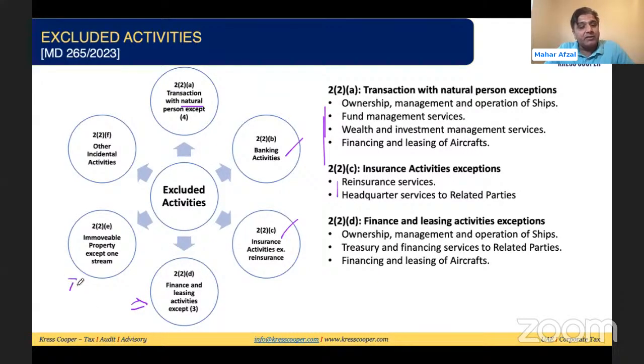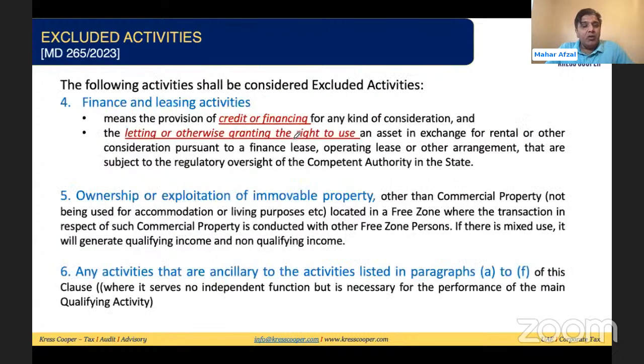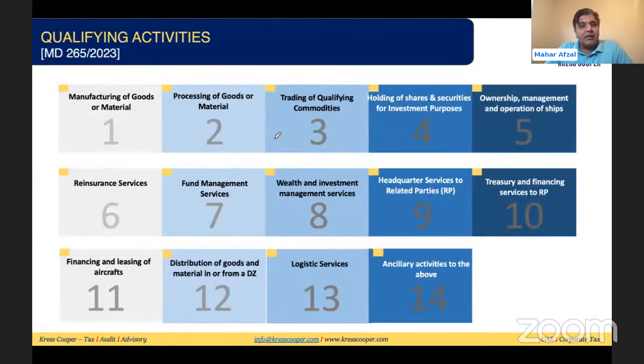An important thing they said in the guide is that the end-to-end process, from the start point of planning to the end, whatever activities are considered ancillary activities will have the same treatment as the main activity. Now coming back to the qualifying activities, yes, we will be seeking some sort of clarification from the FTA on the qualifying activities. Those we'll discuss in detail.